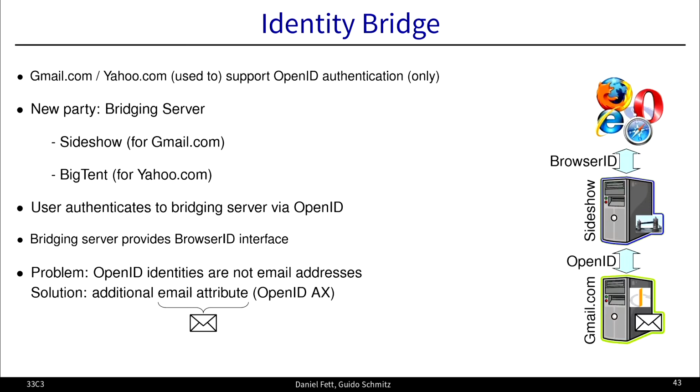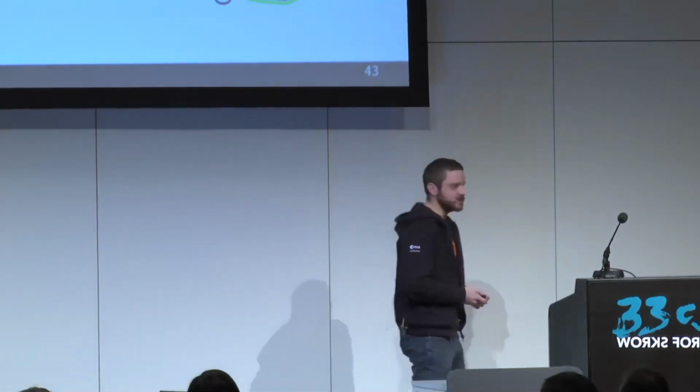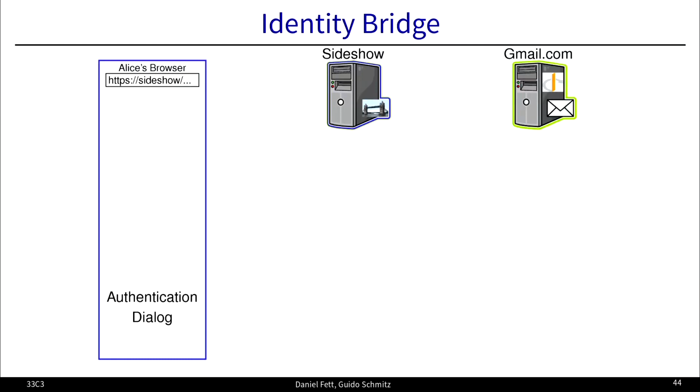So let's have a look at how these identity bridges work. We are not going into all the details of the BrowserID or Persona protocol, because this would be too complicated. But the identity bridge is interesting and also important for some of the attacks that we found. So in the identity bridge, the following happens. Here on the left, we have Alice's browser. In the middle, we have Sideshow, so this identity bridge. And on the right side, we have Gmail, which could also be Yahoo in this case. Let's say it's Gmail.